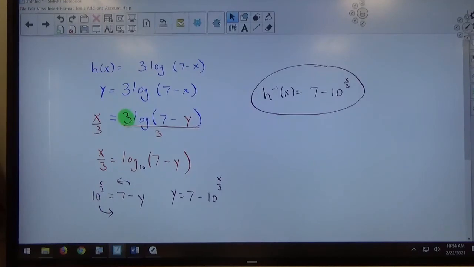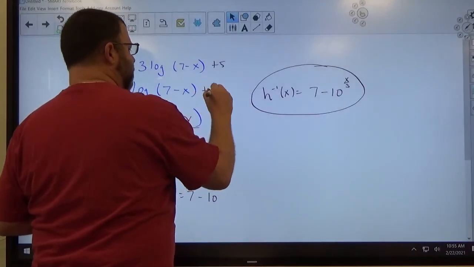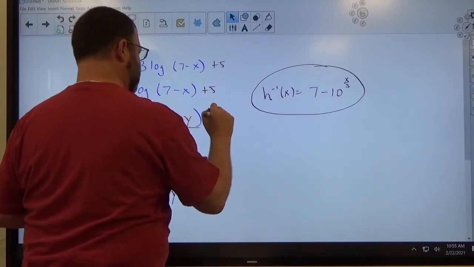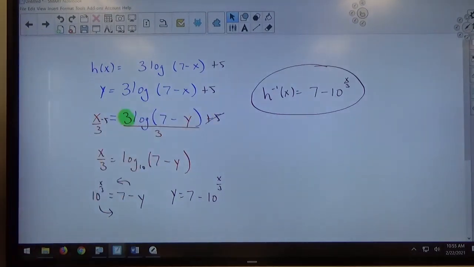Do not be tempted to subtract 7 and 10 to get 3, or negative 3. 10 is being raised to a power, 7 isn't. They cannot interact with one another. All right, so again, you might have a situation where you have to simplify a little bit first. If there was a plus 5 over here, so there's a plus 5 here, there's a plus 5 here, I got to move the 5 over here first before I rewrite the logarithm. And then divide the whole thing by 3.